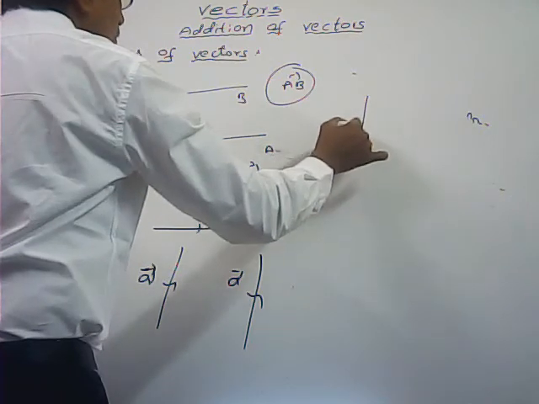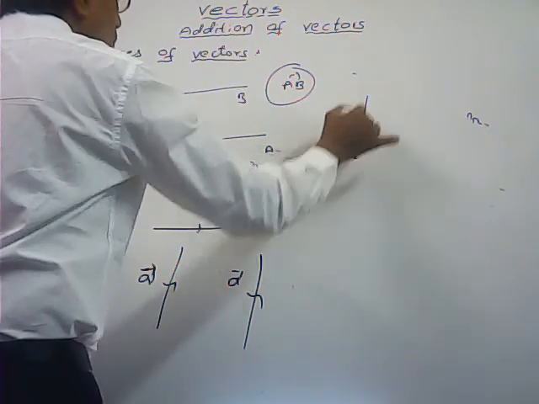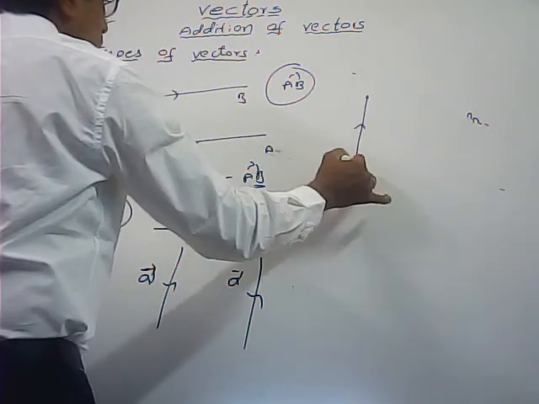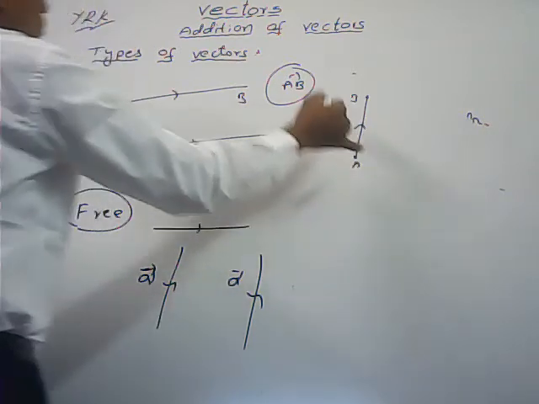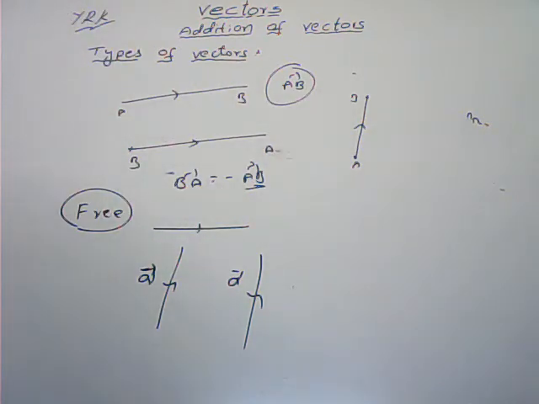But what about the localized vectors? Localized vectors means those are fixed only. At least one point should be given, either the initial point or the terminal point, or both should be given. So the vector passes through the fixed point A only, in that given direction only. But free vectors are not like that. Here there is no fixed point. We can draw anywhere without changing the direction and the magnitude. So in the entire topic we are discussing only free vectors.